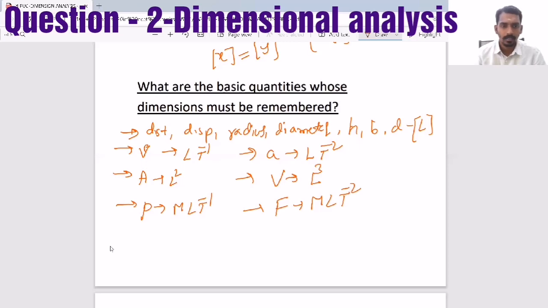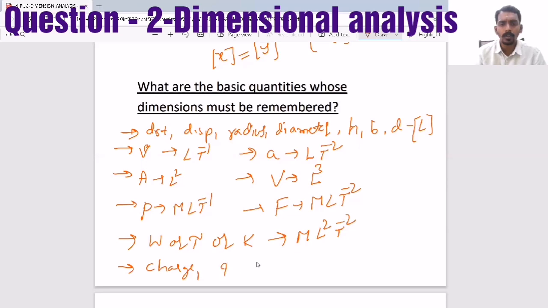And the other one is work or torque or energy. For all of them, the formula is M L square t power minus 2. And the last one is charge. Charge q equals I into t, where I is current, in amperes. So these are the 9 different quantities whose dimensions you have to remember, so that you can solve any question based on dimensions.